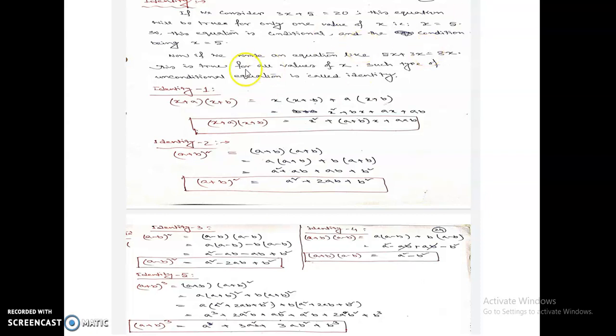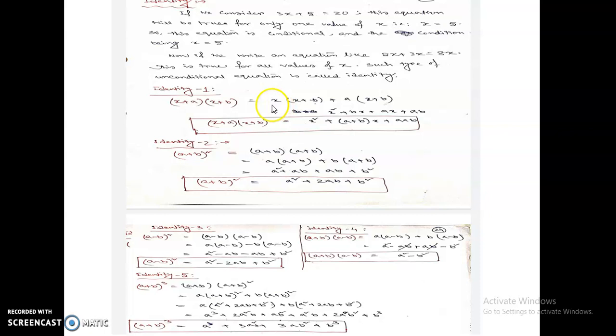So the first identity expression that we will learn is (x plus a) into (x plus b). How does this result, x square plus (a plus b) into x plus a into b, come? The result comes in this way: (x plus a) into (x plus b) will give us x into (x plus b), the first term into the whole term, plus, in the middle, plus a into the whole term, a into (x plus b).